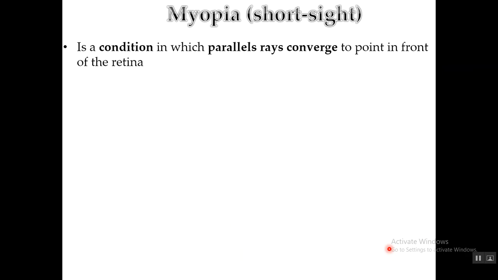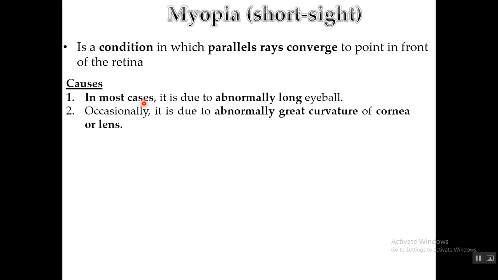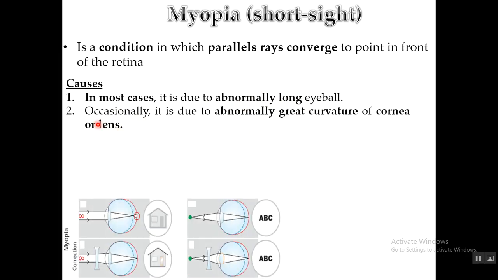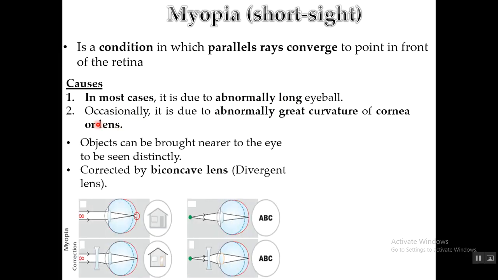We have a lot of errors of refractions. Number 1, myopia. Myopia is a condition in which the parallel rays converge to a point in front of the retina. This is caused by an abnormally long eyeball, so the retina will go away from the lens, and occasionally it may be due to a highly abnormal greater curvature of the cornea or the lens, so it increases its power.